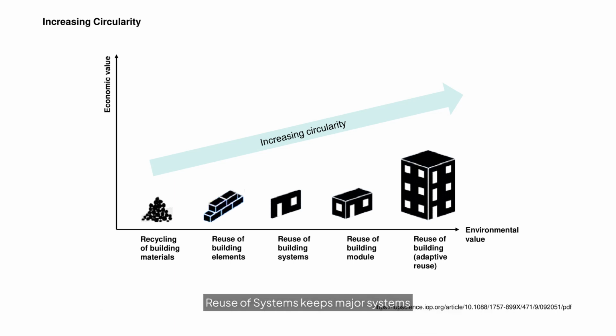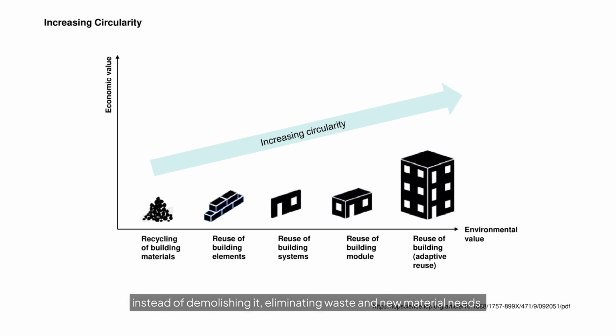Reuse of systems keeps major systems like the structural frame to save materials and maximize gains. Reuse of modules allows for assembly and disassembly of entire modular units, such as prefabricated rooms, which cuts new material use. Adaptive reuse of buildings involves repurposing entire buildings instead of demolishing them, eliminating waste and new material needs.